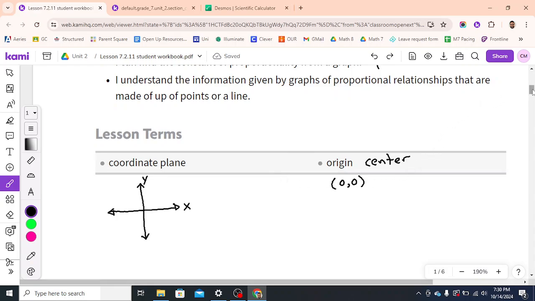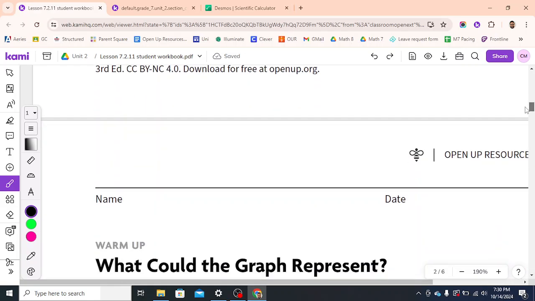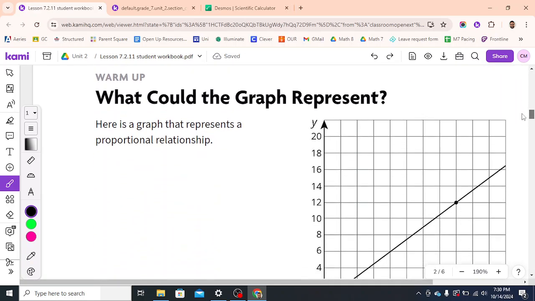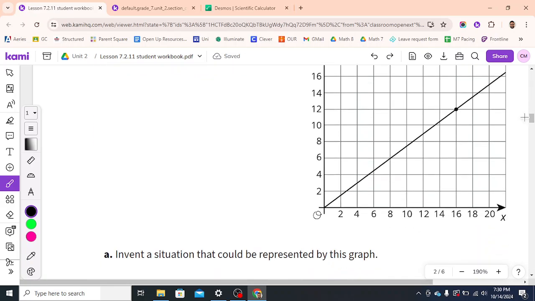All right, as we are continuing on, let's see here, going down. Our warm-up. On the next page it says, what could the graph represent? So if you notice, you've got a graph over here that's already presented to you with a nice little dot. Before we do any further exploration, I'm going to remind you, with the proportional graphs that we're dealing with in 7th grade, go ahead and put a little dot at the actual origin, the 0, 0. That is great. It says invent a situation that could be represented by this graph here.